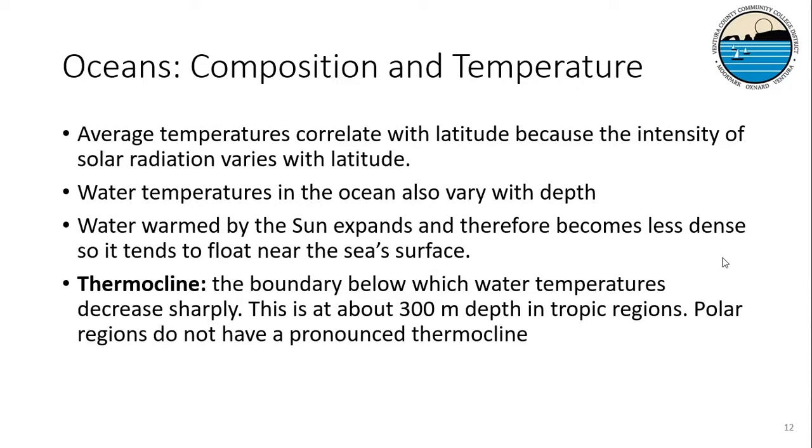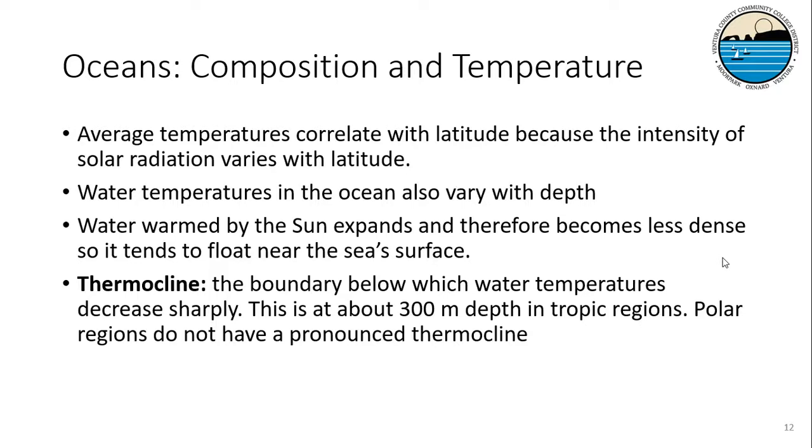So like I said, the composition is also dependent on temperature. So we just talked about salinity, but what about temperature? The average temperatures correlate with latitude because the intensity of solar radiation varies with latitude. So if you've been to the Caribbean, then you know that the water is a bit warmer there. So temperature is different because it's closer to the equator.